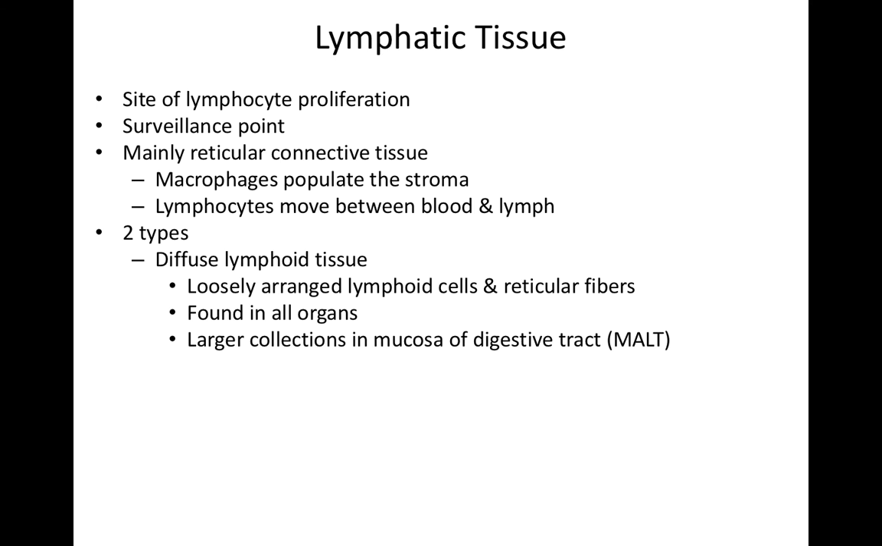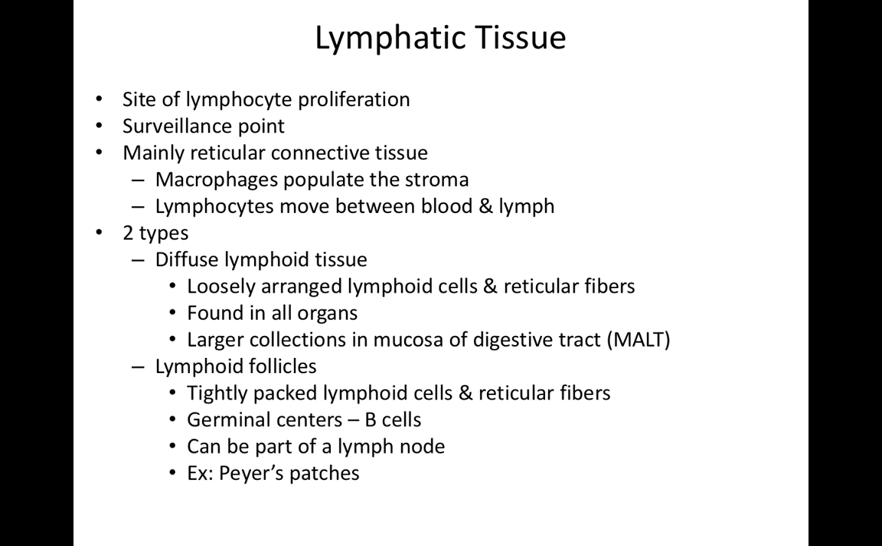And in a more organized way, it's found in what's called MALT, which is mucosal-associated lymphatic tissue. So we've got it in the digestive system and in the respiratory system, in a little bit more organized versions there.